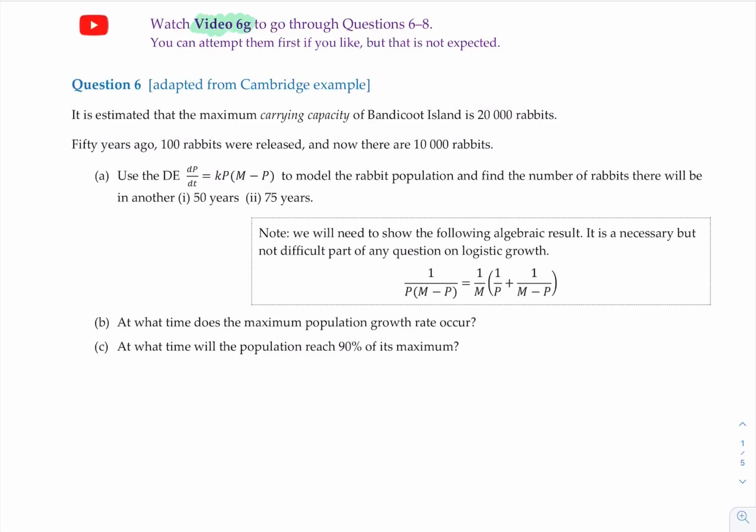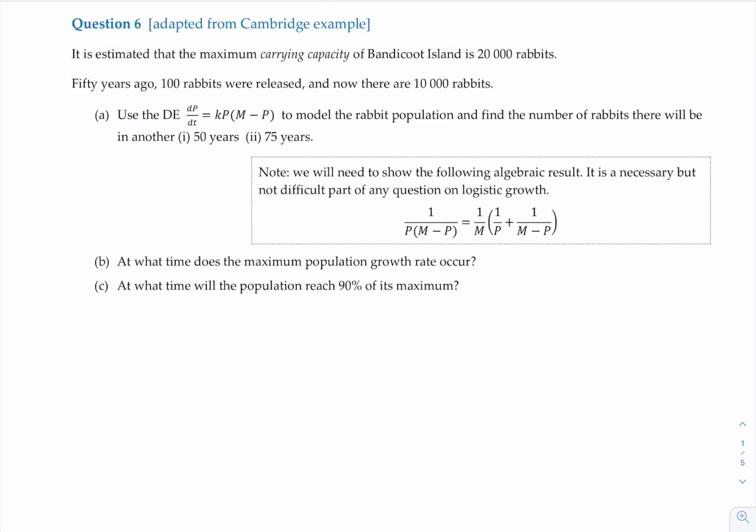We go with video 6G, covering questions 6 to 8. There is a lot of content here. This video could be quite long. I will at times try to go quite quickly to avoid this, but for something like question 6, it's not really possible. All right, question 6.